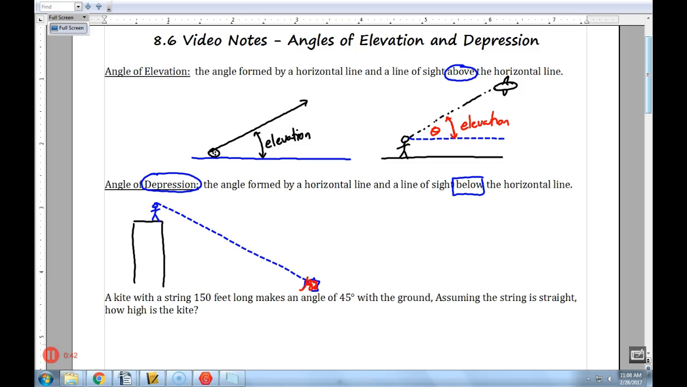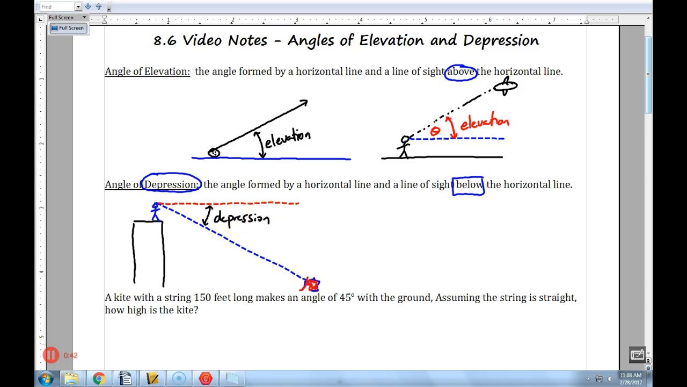So the angle of depression is the angle formed by a horizontal line. So I need to draw in this horizontal line. So from my eyes, this would be a horizontal line, and then my line of sight down. So basically the angle of depression is right here, and this one seems to be the one that people struggle with a little bit more.